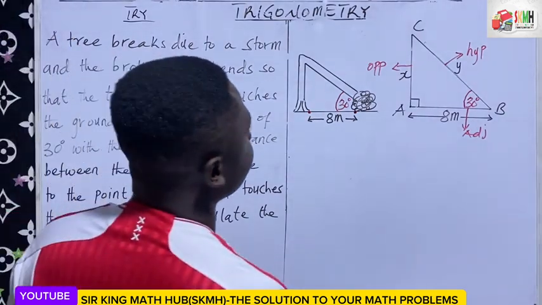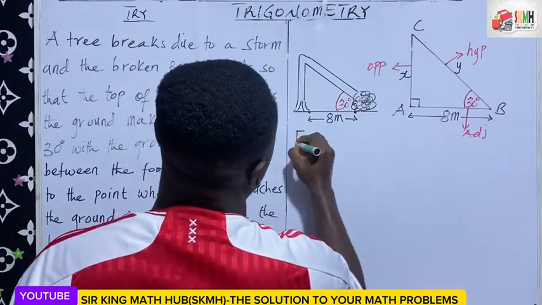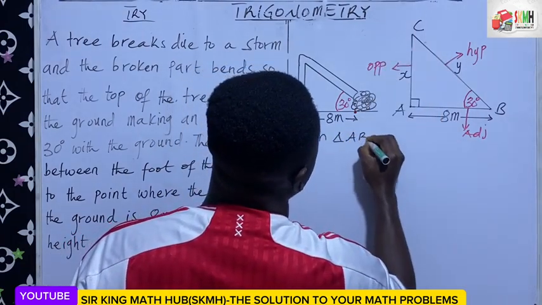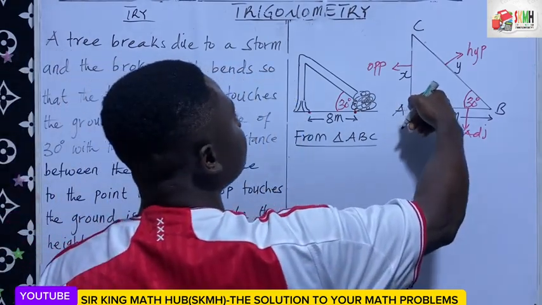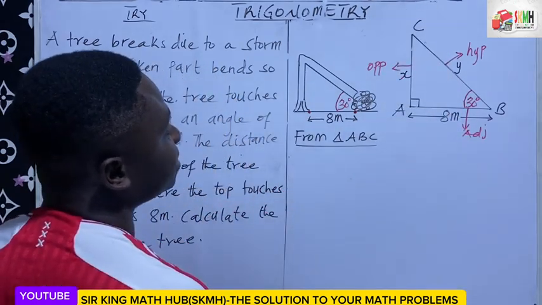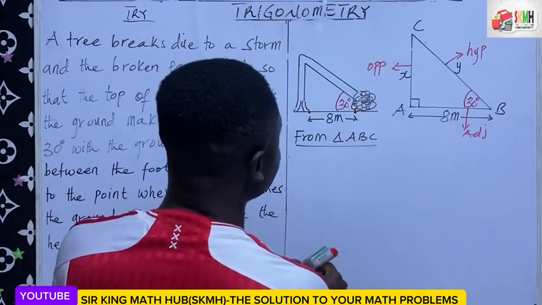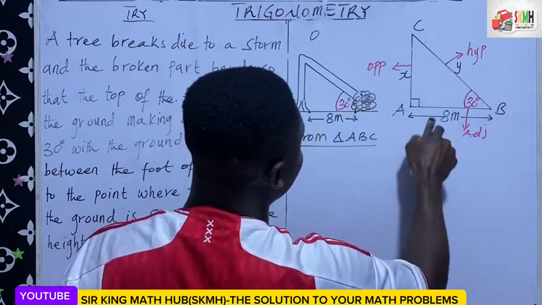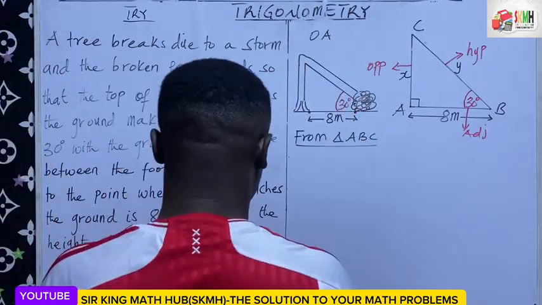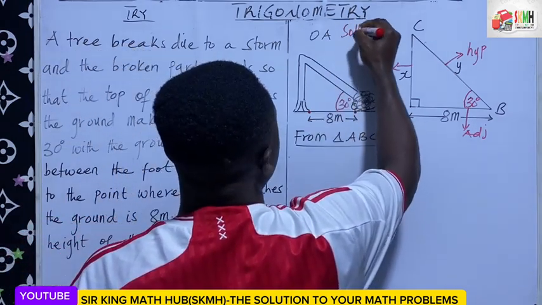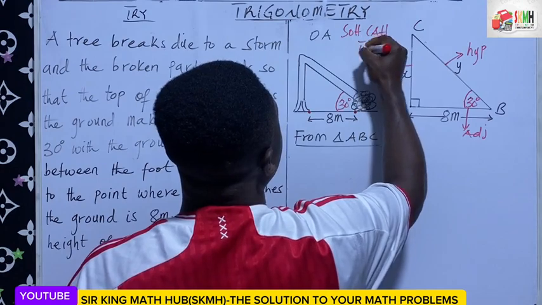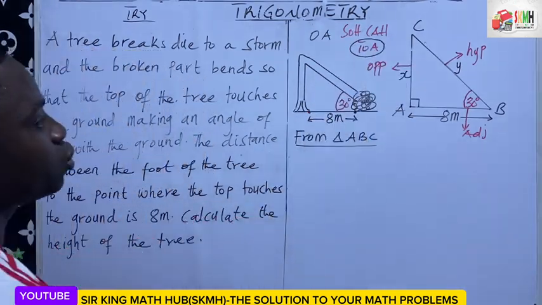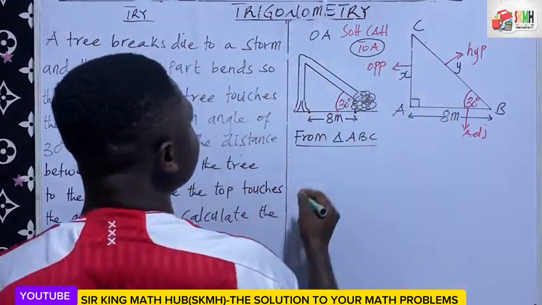So now, from our triangle, I'm naming the triangle ABC. How do we calculate this height, line AC? To calculate line AC, we have to consider our opposite, and we were given the length of the adjacent. So from SOHCAHTOA, which of them has opposite and adjacent? That is TOA. So to calculate the height from A to C, you must go by TOA.